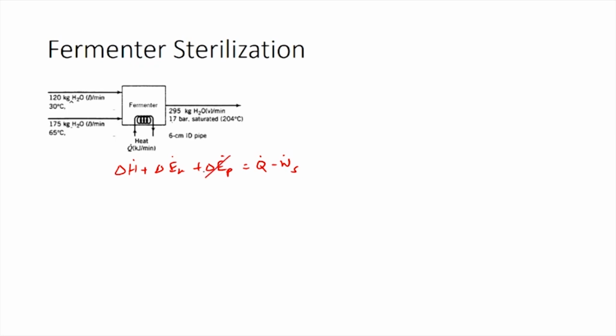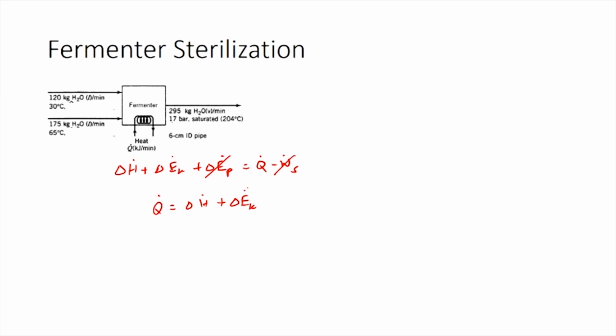We can ignore potential energy changes because there is no change in position or height of the streams, which has been given to us. So, we can assume that this is negligible and it is 0. Q dot and W s dot have to be looked at. Q dot is the heat which is supplied for the change in enthalpy and the kinetic energy. W s dot would go to 0 because there are no moving parts, you do not have any shaft or piston. So, the equation simplifies to Q dot equals delta H dot plus delta E k dot.